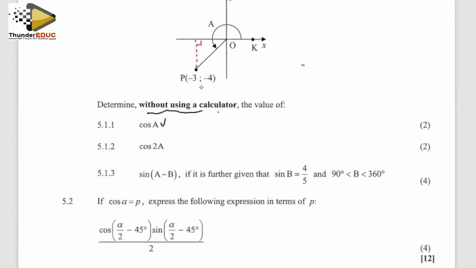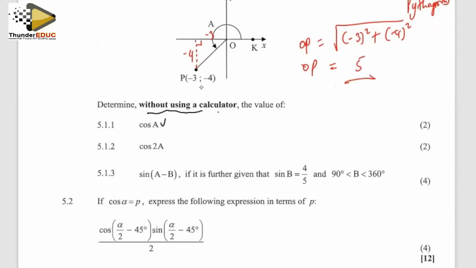And let's have a 90 there. Now this is the -3. This is the -4 because it's X and Y. Then we need to find OP. So OP is going to be the square root of -3 squared plus -4 squared. The reason is we're using the Pythagoras. Okay, so which means our OP is going to be a 5.